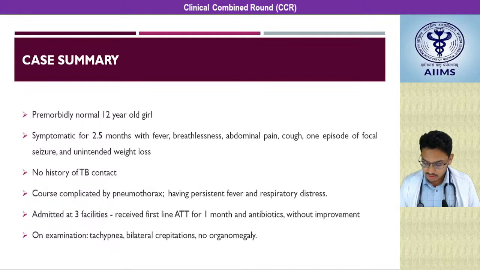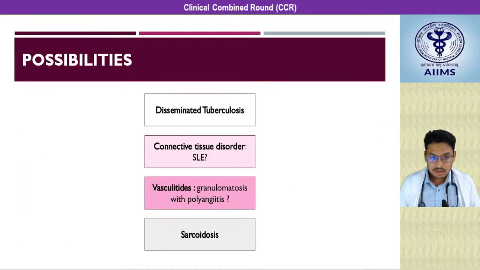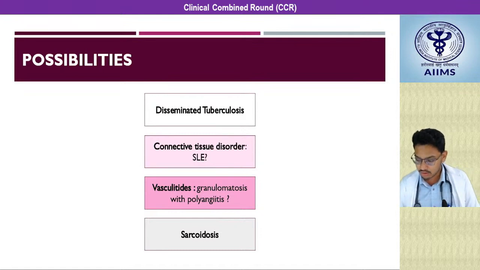She had previously been admitted at 3 facilities, received first-line anti-tubercular therapy for 1 month and several courses of IV antibiotics without any improvement. Examination revealed tachypnea, bilateral crepitations in the chest, and no organomegaly. So the possibilities that we kept at this time, after considering the history and examination, were disseminated tuberculosis, multisystem connective tissue disorders like SLE given the age and sex of the child and presence of both respiratory system and CNS involvement, vasculitis such as granulomatosis with polyangiitis, and sarcoidosis.